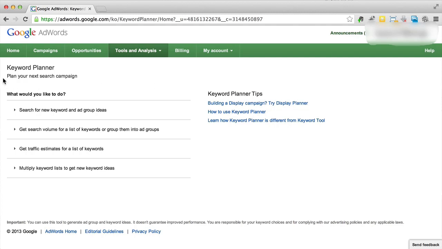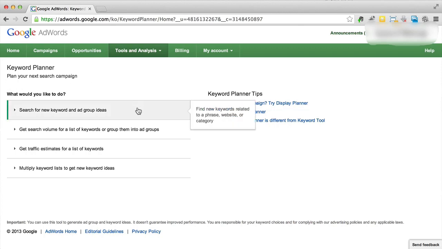Google has changed this and is now requesting you to have an AdWords account. You can easily set one up. And once you do that, you'll be able to access the Keyword Planner. I want to show you how to look for keywords.